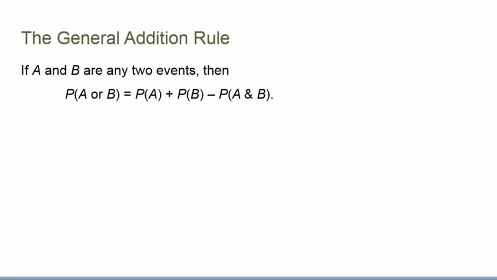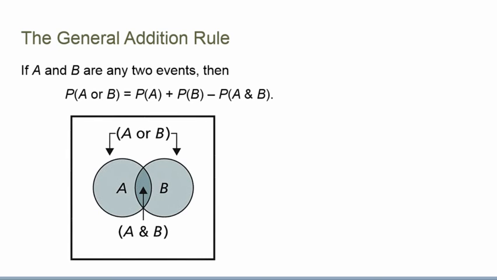The general addition rule. If A and B are any two events, then the probability of A or B equals the probability of A plus the probability of B minus the probability of A and B. Pictorially, we have a rectangle for the universe. I have my circle for A and my circle for B, and they intersect. Circle A is shaded, circle B is shaded, and where they intersect is shaded a little darker because they overlap. A and B is only the part where they overlap. A or B is all of the shaded area. All of A, all of B, but we only write what is in the intersection once.